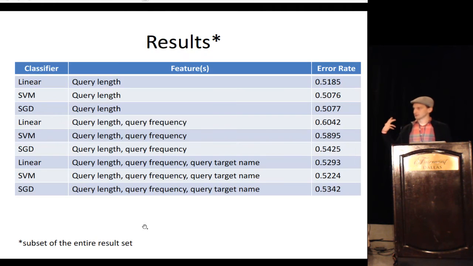And here's just a subset of the results. The classifiers are on the left, the features we examined are in the middle, and the error rate for the classifier is on the right. Generally, this is indicative of all the results. So having approximately a 50% chance of identifying correctly the right user is not very good.